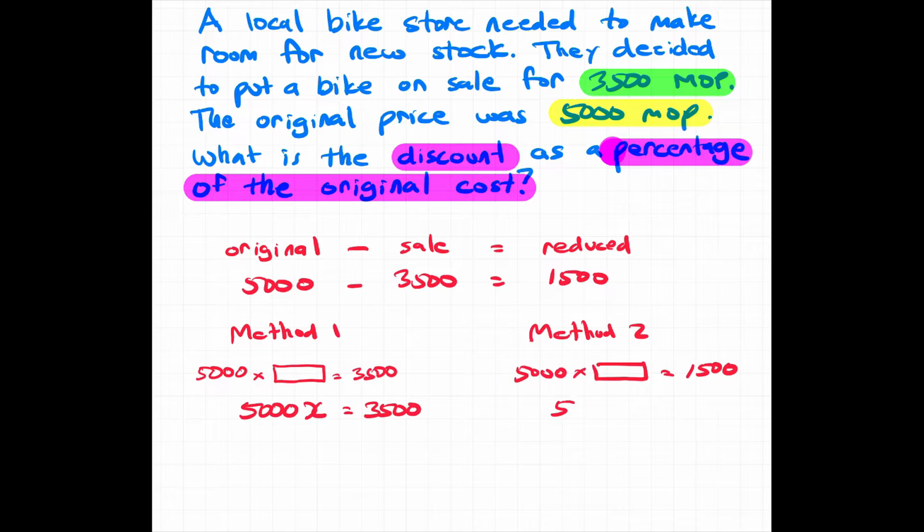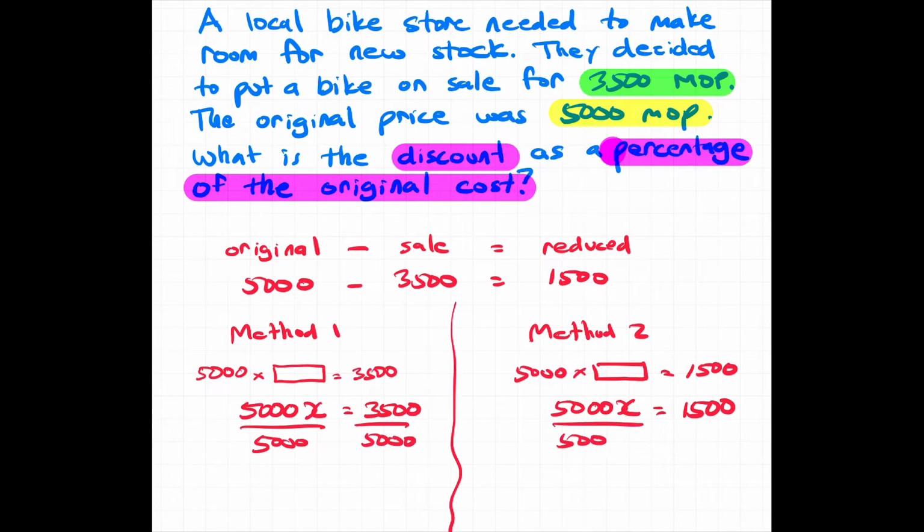And on the other side, 5,000 times the unknown, or 5,000x equals 1,500. To isolate the x, we're going to divide both sides by 5,000 in both situations. That's to keep these equations balanced. And remember, on the left side, 5,000 divided by 5,000 is just the value of 1x. So what does 1x equal? Well, it equals whatever that calculates out to.